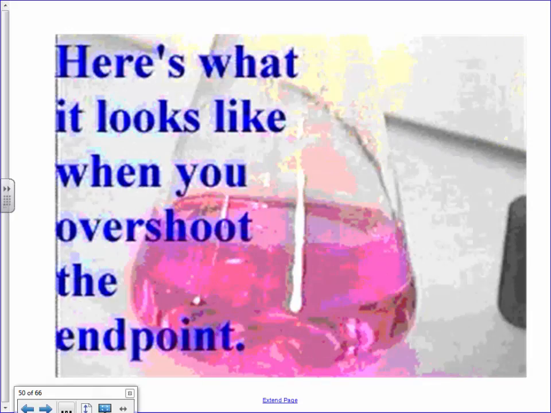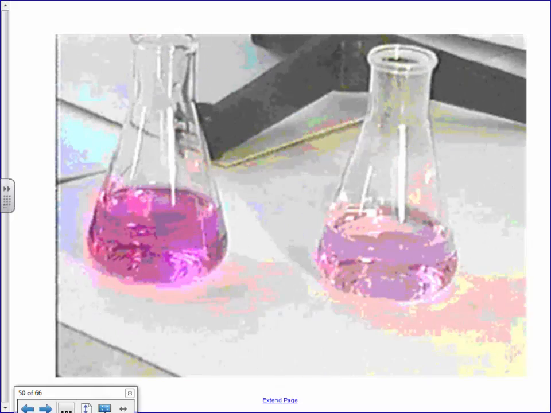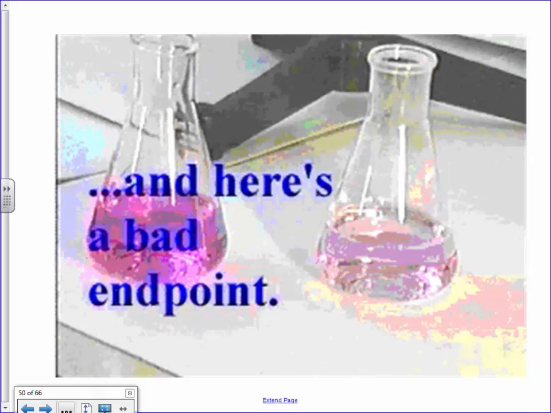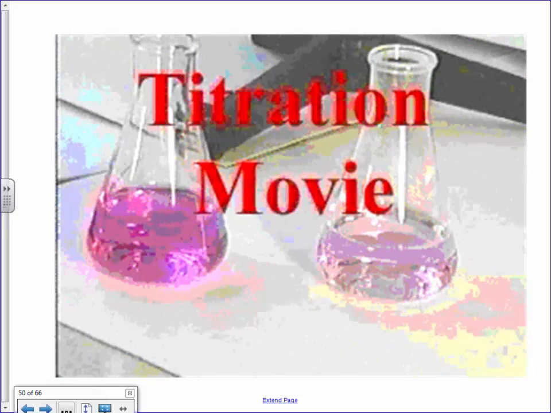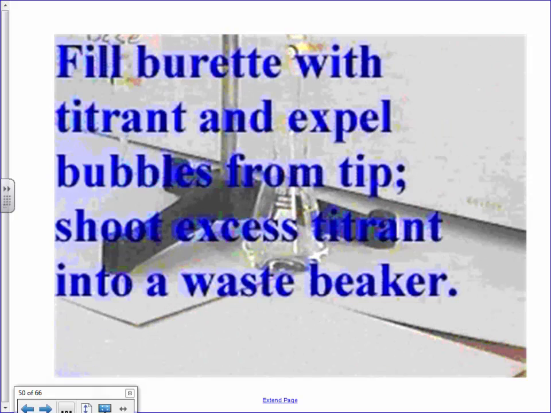If you look at my flask right here, I think I overshot it by a drop. As you can see here, here's one that's faint pink, and here's faint pink and dark pink. You're hoping for a very faint pink. That would be the most accurate you could be.